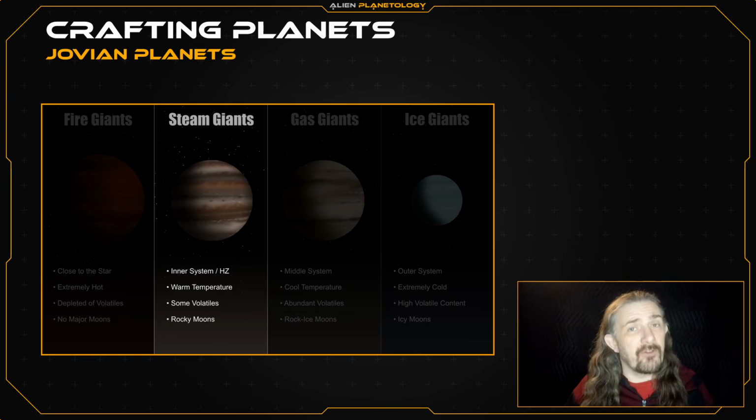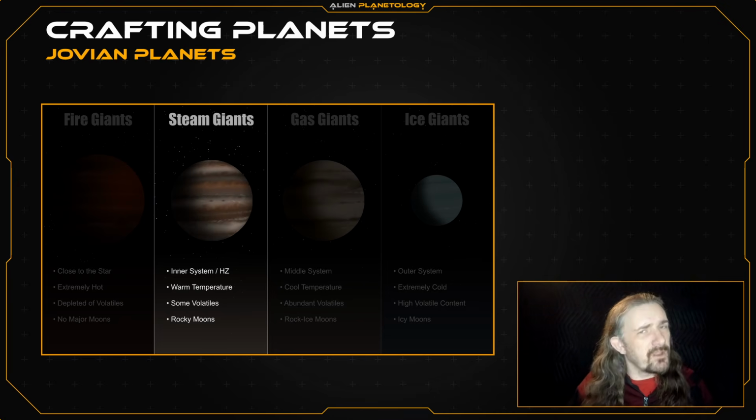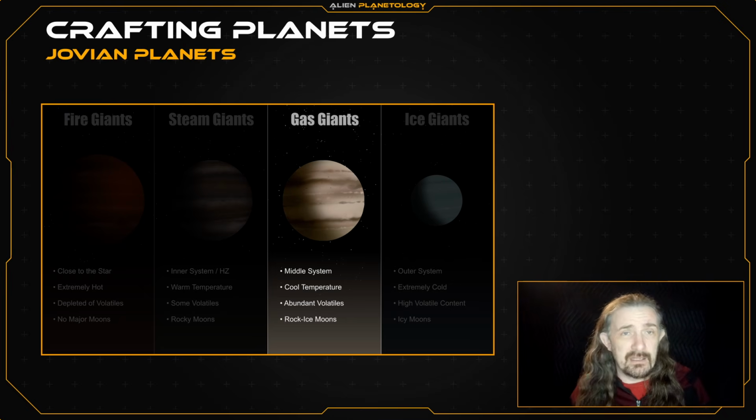Steam giants are found a bit farther away in the inner region of a planetary system, which includes the habitable zone. They have orbital periods on the order of several months to a couple of years and are likely to have a few major moons with predominantly rocky compositions. Gas giants lie in the middle region of a planetary system, with the solar system planets Jupiter and Saturn being archetypal examples. They have orbital periods measured in decades and are likely to have several major moons comprised of rock and ices, some of which may even support subsurface oceans of liquid water.